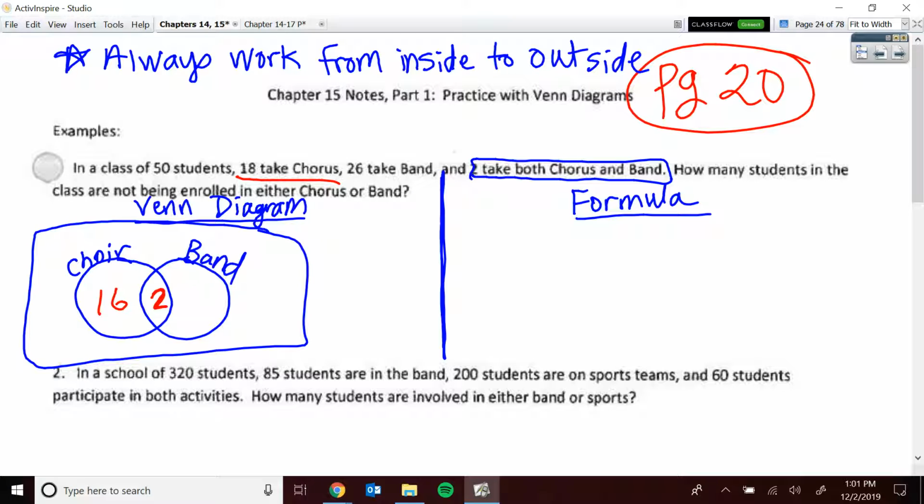Okay, so now, with that being said, 26 take band. So how many are in band only? 24. Okay, good. Now you got it. Okay, so there's that.